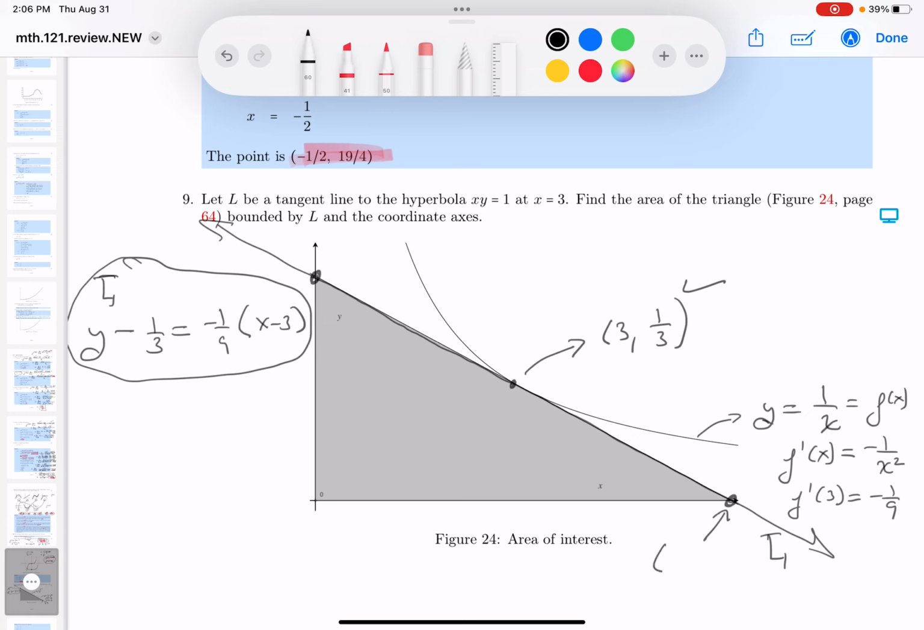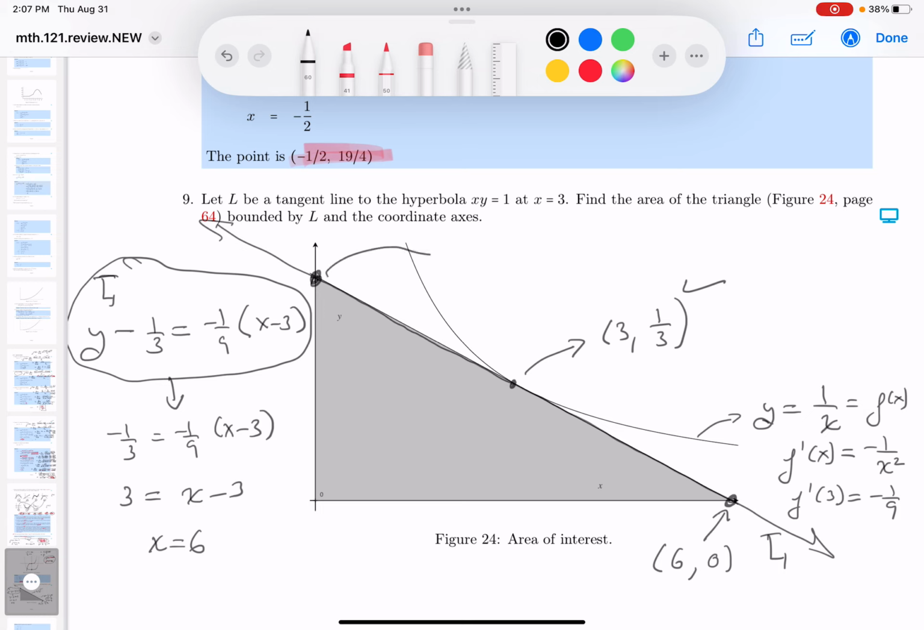This point over here is going to be when y is 0. Let's plug it in. That's on the line, by the way. You get minus 1/3 equals minus 1/9 times x minus 3. I'm going to multiply both sides by minus 9. You're going to get 3 equals x minus 3. I'm going to add 3 to both sides, and you're going to get x equals 6. I'll put that down. Again, someone's going to say, did they ask for that? No, but I need that to get the area.